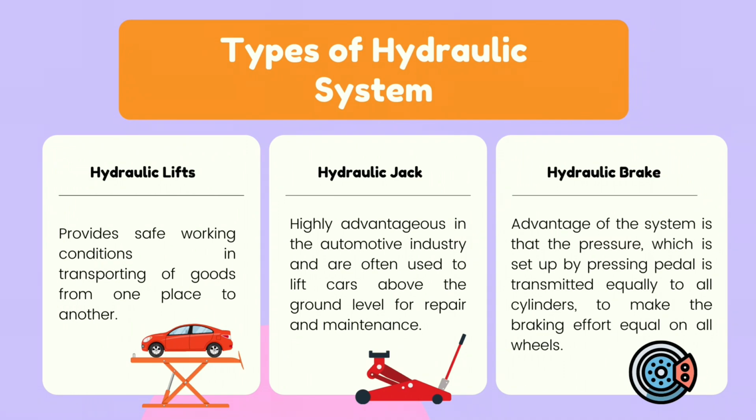Here are some types of hydraulic system. Firstly, the hydraulic lift. It provides safe working conditions in transporting goods from one place to another. Secondly, the hydraulic jack is highly advantageous in the automotive industry and is often used to lift cars above ground level for repair and maintenance. Lastly, the hydraulic brake. The advantage of the system is that the pressure, which is set up by pressing the pedal, is transmitted equally to all cylinders to make the braking effort equal on all wheels.